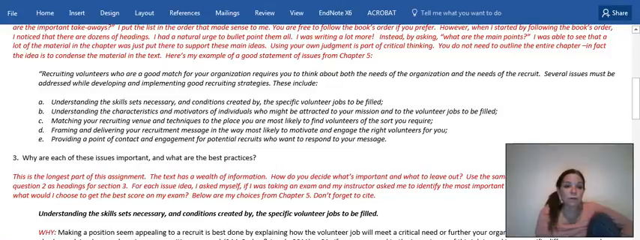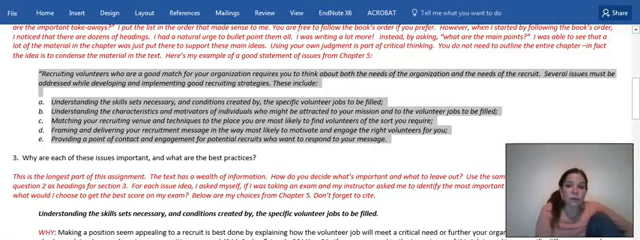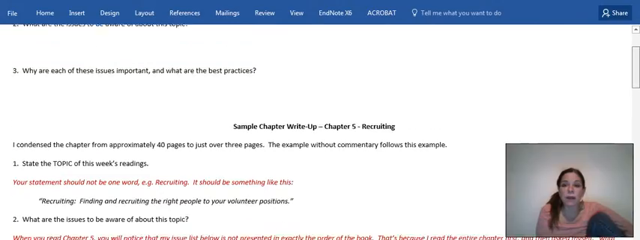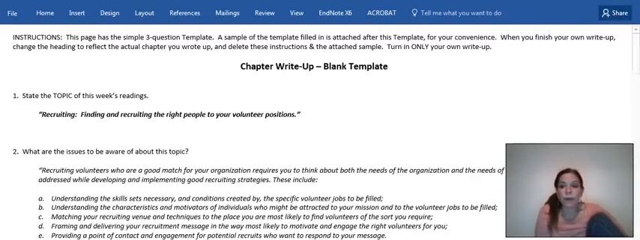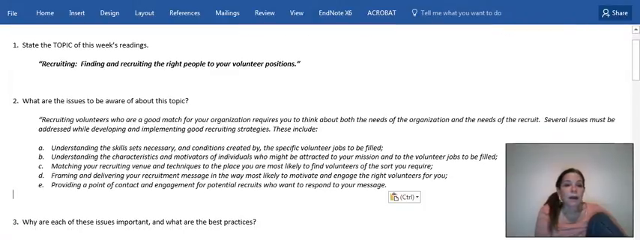I pulled 5 issues out of this chapter 5. I'm going to just copy those. Let's go back up here, pretend like that other part isn't down there, and I'm going to paste it in. Okay, so look here. What are the issues to be aware of? I have a little explanation. It says recruiting volunteers who are a good match for the organization requires you to think about both the needs of the recruit and of the organization. And then I say several issues have to be addressed while you're thinking about that. Of course, that's not word for word what I wrote, but just to paraphrase.